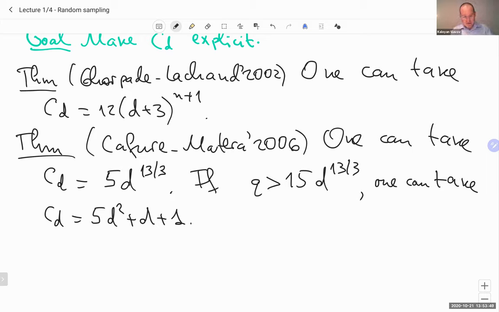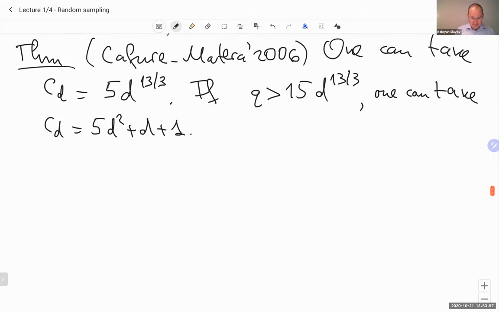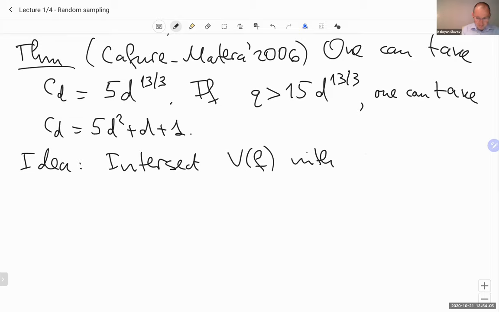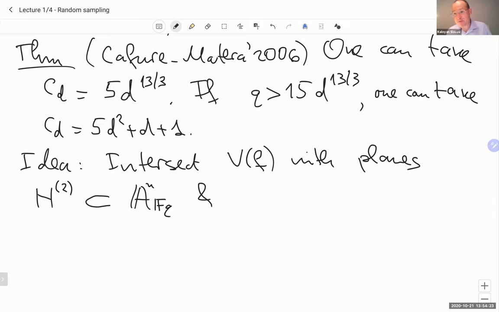I will say a word about their idea, because what we'll do is inspired by their proof. Their idea is to intersect the hypersurface defined by F with planes H. I want to emphasize that we're really talking about two-dimensional planes in A^n over Fq. When you intersect the hypersurface with the plane, generally you get a plane curve, and then use the Hasse-Weil bound for the plane curve that you get. This is their idea, and they choose their planes very carefully.